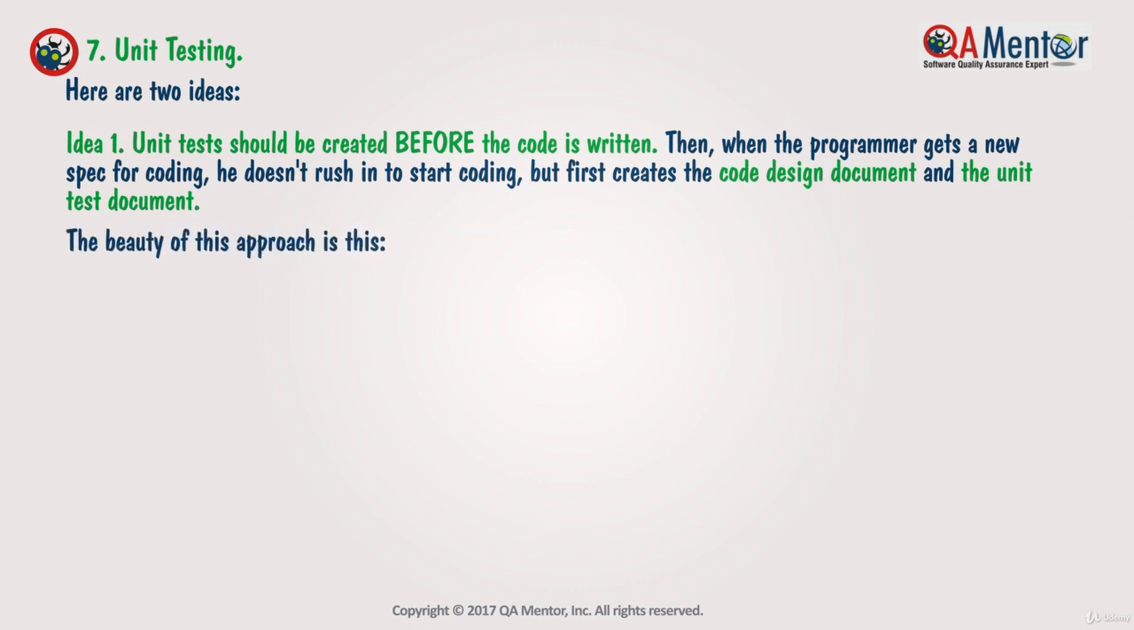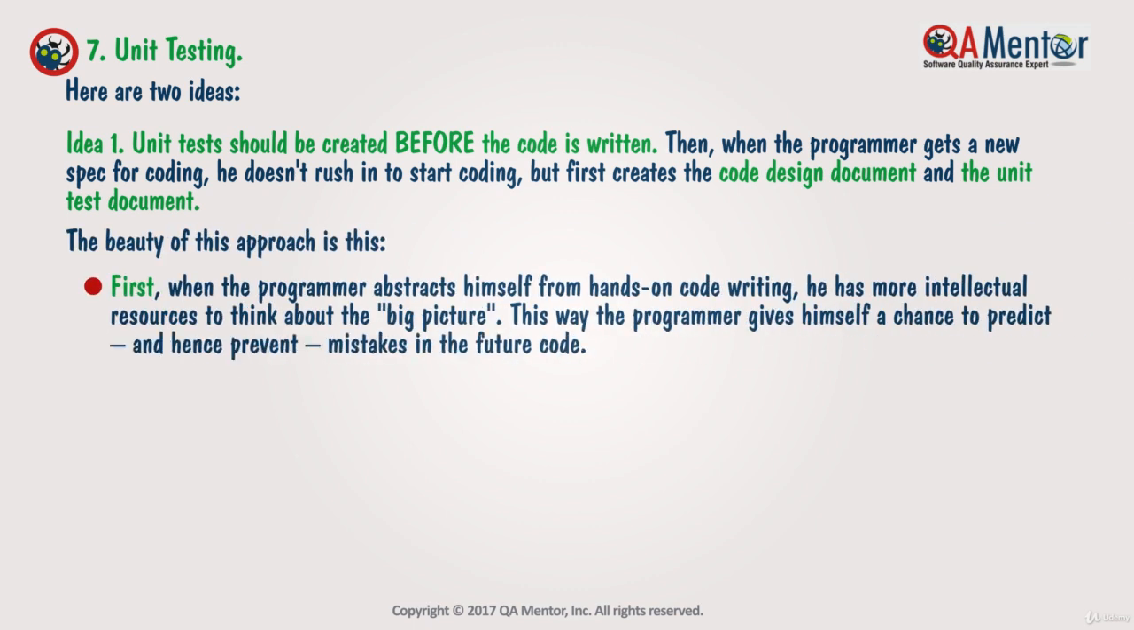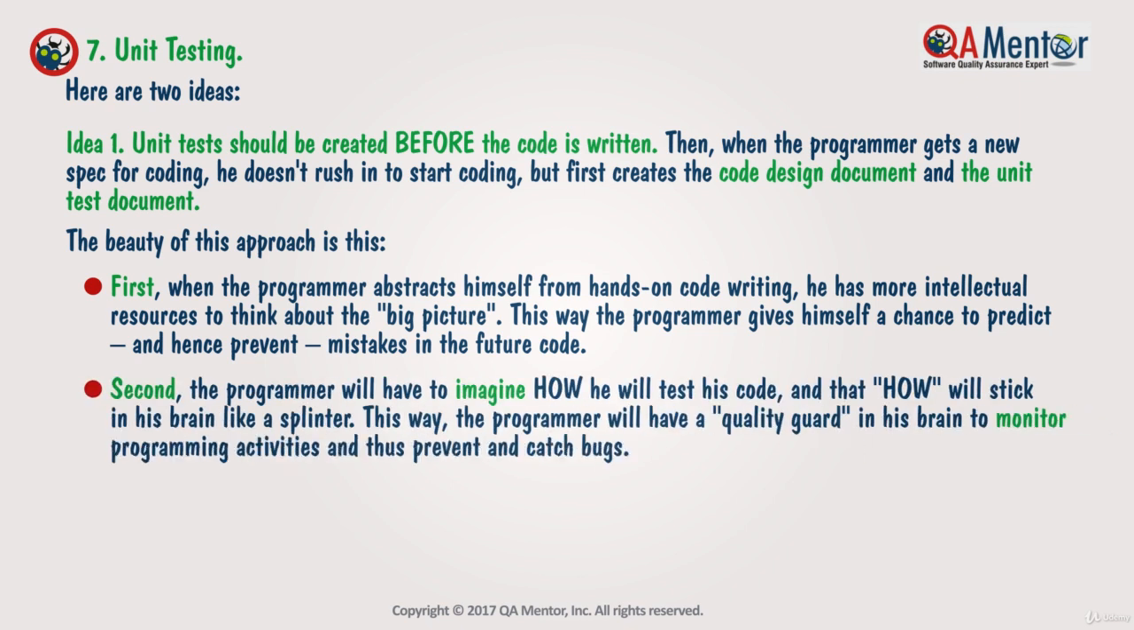The beauty of this approach is, first, when the programmer abstracts himself from hands-on coding, he has more intellectual resources to think about the big picture. This way, the programmer gives himself a chance to predict and hence prevent mistakes in the future code. Second, the programmer will have to imagine how he will test his code, and that how will stick in his brain like a splinter. This way, the programmer will have a quality guard in his brain to monitor programming activities and thus prevent and catch bugs.